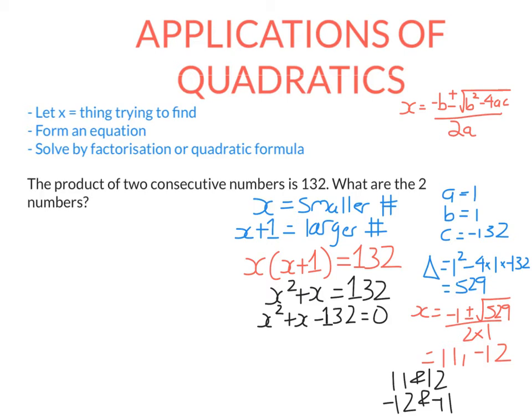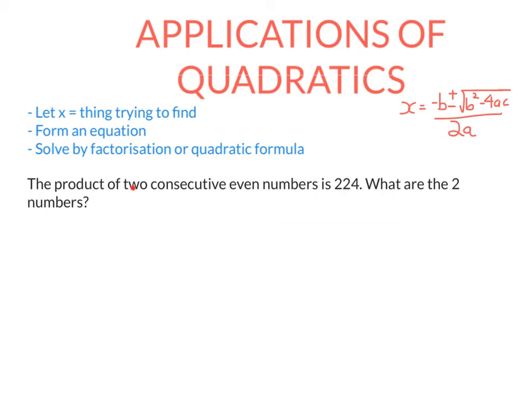So now we're going to look at a very similar question to this. This time we're told the product of two consecutive even numbers is 224, and we'll find the two numbers. So we're going to solve this very similar to the last one. Now, if we let x be the smaller number, the larger number is going to be x plus 2. If you're at an even number, you have to add 2 to get to the next even number. So everything else about the way we solve it's going to be the same.